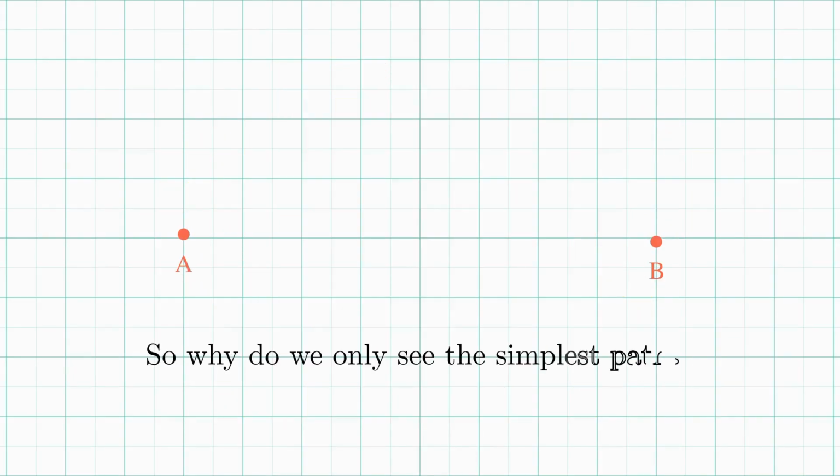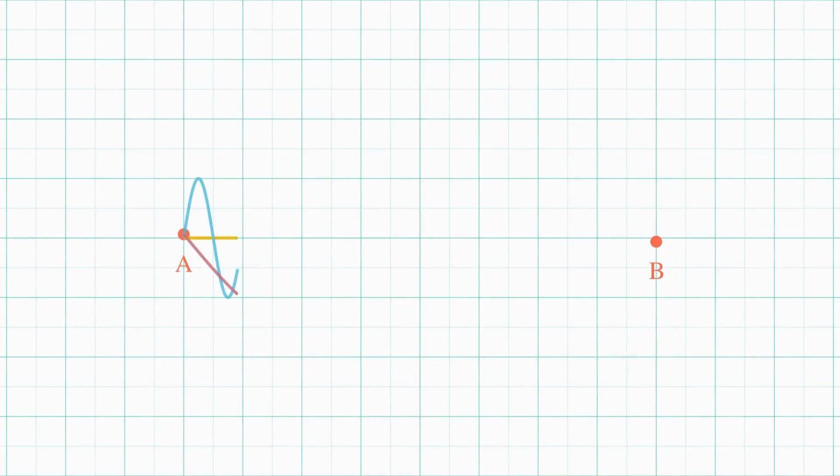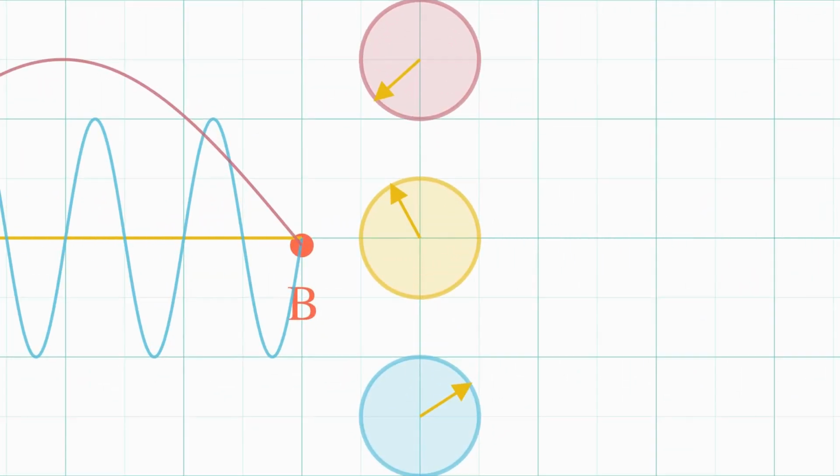So why do we only see the simplest path? It's because of a fundamental quantity called action. Imagine each path has its own little clock. The direction that the clock hand points to depends on the action.